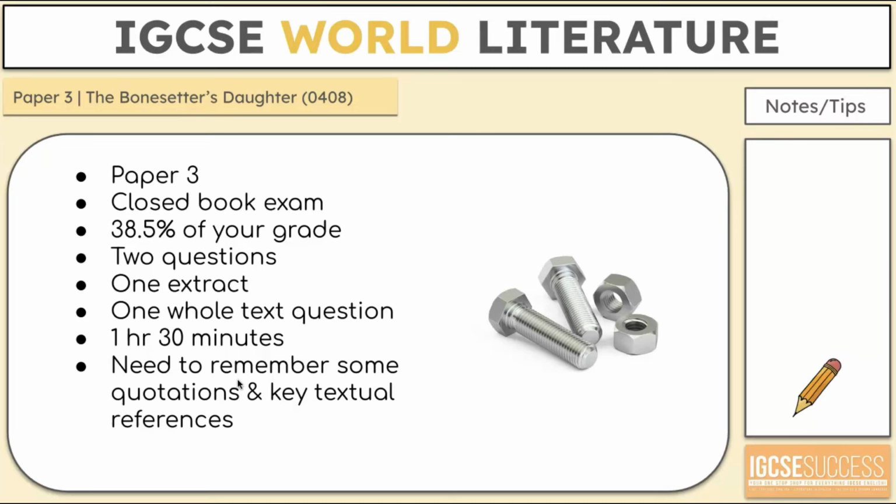It's a whopping 38.5% of your grade. I think your unseen poetry, which most of you sat today, is 25%. There are 2 questions, so there's 1 extract question and there's a whole text question. And of course, this is the question that requires you to reference textual references, and use direct quotations as well.